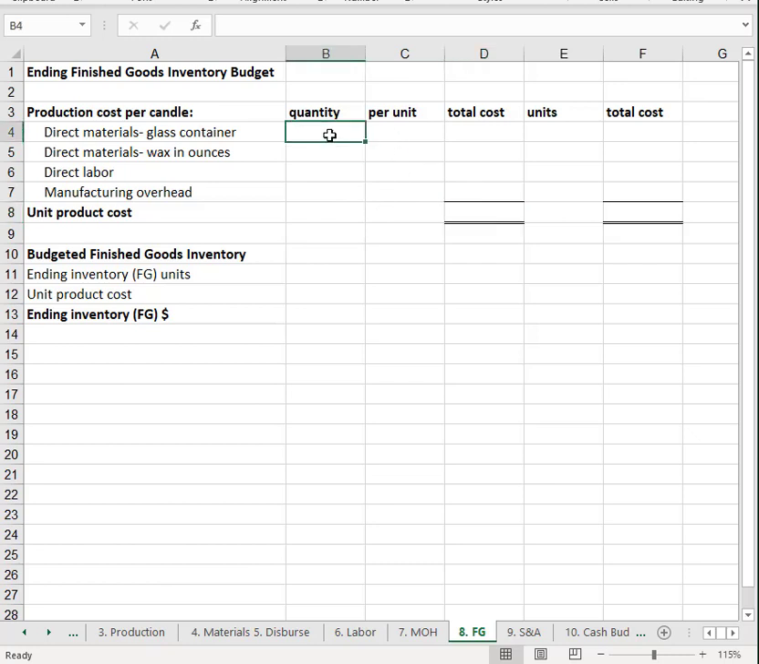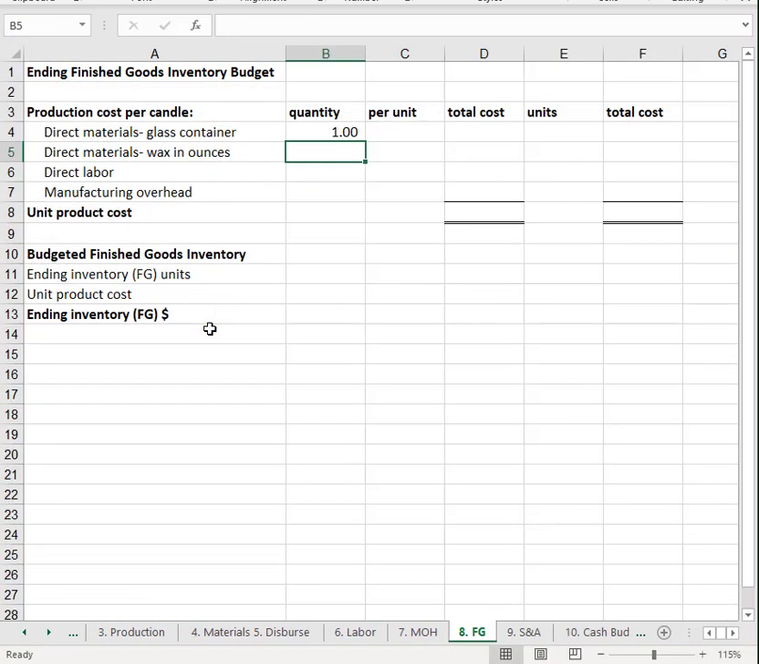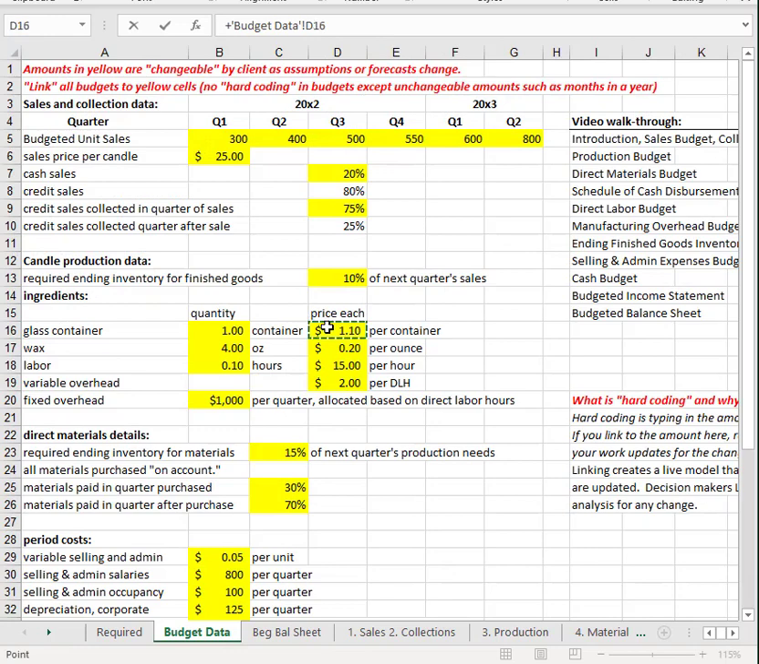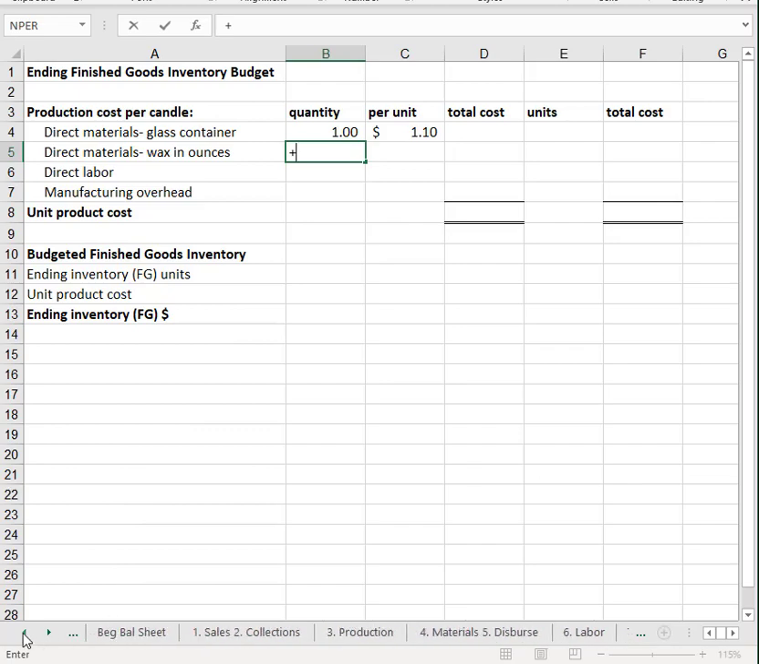And so how many quantity of containers did we need? We're going to link back to the original data in case they do change any part of the recipe. And then what is it per unit? Again, we're going to link back to the original data. What is the cost for a container, which could change. And then we're going to do the same thing for wax and ounces. So this is the recipe.